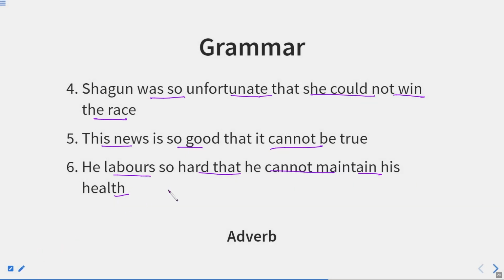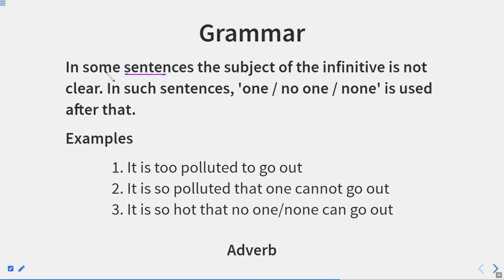So let us get back to this. In some sentences, the subject of the infinitive is not clear. In such sentences, one, no one, none is used after that. There are several sentences in which the subject is implied, but it is not written there. So, we can use one, no one, none in those sentences. How? It is too polluted. What does this it refer to? We don't know. But if we read the entire sentence carefully, this it is implied. How? It is too polluted to go out.